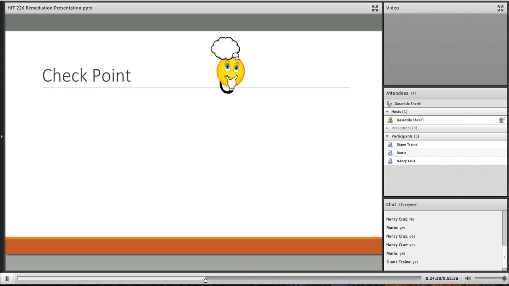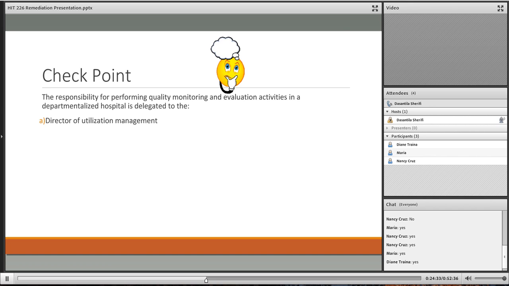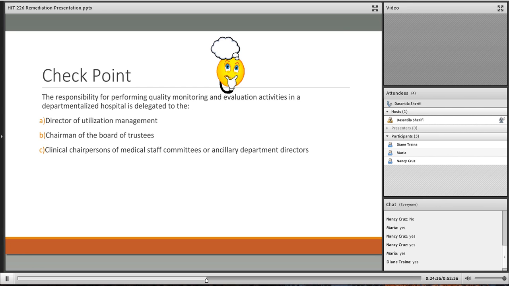Here's a little checkpoint for you just to see if you're alive and active out there. So the responsibility for performing quality monitoring and evaluation activities in a departmentalized hospital is delegated to who? And I did not explain this, but this is another way to think about the different types of questions you'll be seeing. So, Director of Utilization Management, Chairman of the Board of Trustees, Clinical Chairpersons of Medical Staff Committees or Ancillary Department Directors, or Chief Executive Officer.